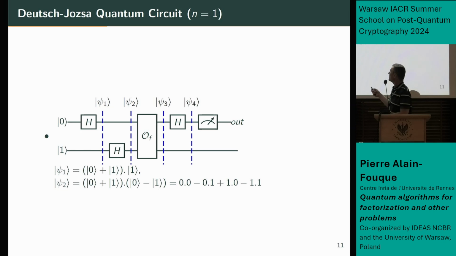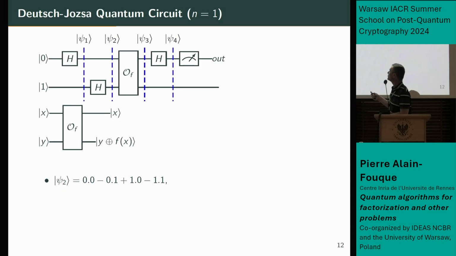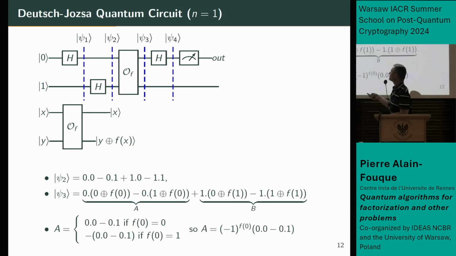So now I will apply the oracle function. I will call the state psi 2 this state, and I have to apply this function. So the idea is the following. You see that we do nothing for the first qubit. The first is 0, so I get 0 here. This is the same for this, so we have minus 0. For this, we have a 1, so we still have a 1 here. And here we have minus 1, and we have minus 1 here.